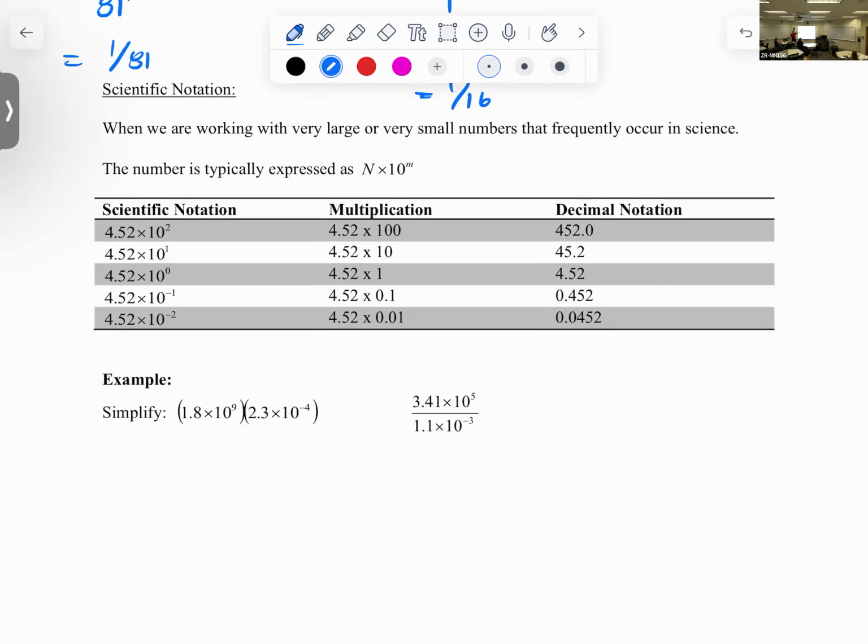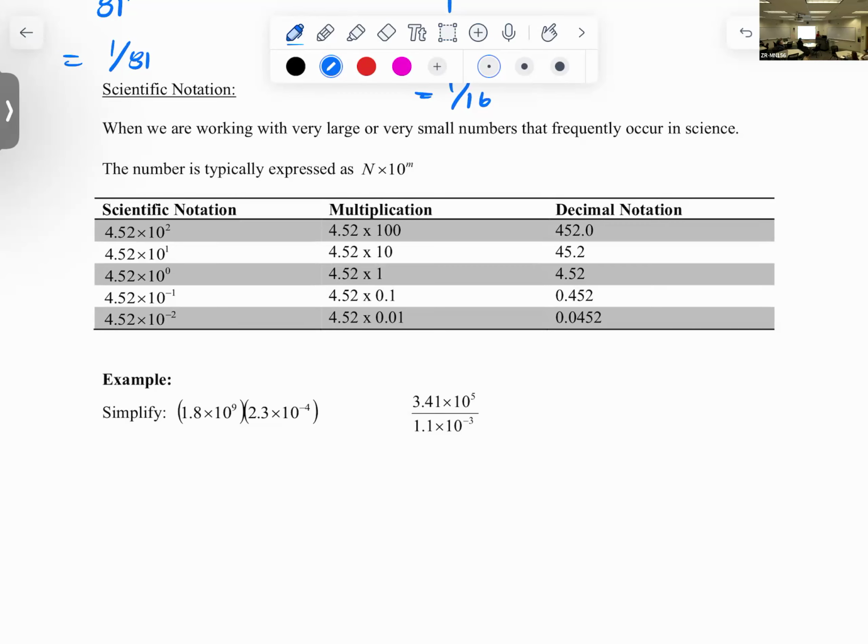Negative exponents, you can't get rid of them in scientific notation. So notice this doesn't say write as a positive exponent unless I want to write it as a fraction. But that represents decimals. So as the numbers get smaller, the negative exponent becomes larger. As the number gets larger, the positive exponent becomes larger.